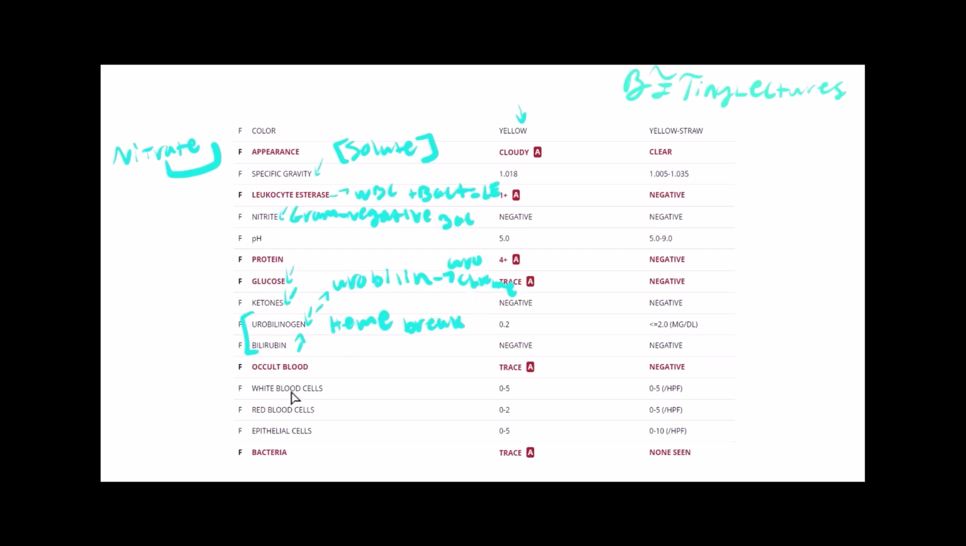You also have your red blood cells, the white blood cells, the epithelial cells, but notice that we have some bacteria inside the urinalysis test, inside the urine. So there is some presence of bacteria. I wonder what kind of bacteria we have. Here you have the urine culture. So this is the urine culture.